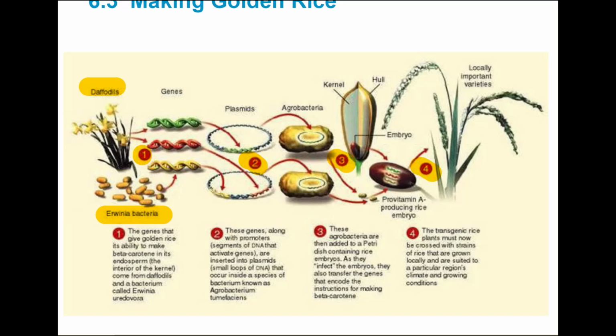And the endosperm is the seed kernel part of rice that you eat. Along with promoters, inserted plasmids containing the transgene come out of the petri dish containing embryos. As they infect the embryos, they transfer genes encoding for these things. Transgenic rice now must be crossed with strains of rice that are designed to grow in a particular area. So that introduces the transgene into rice plants that can be grown around the world. So strain differences are a key concept.